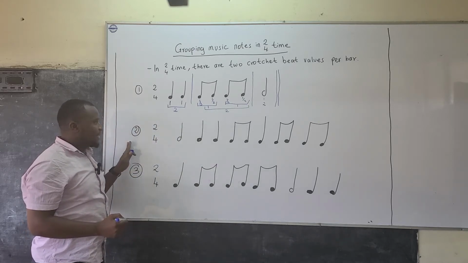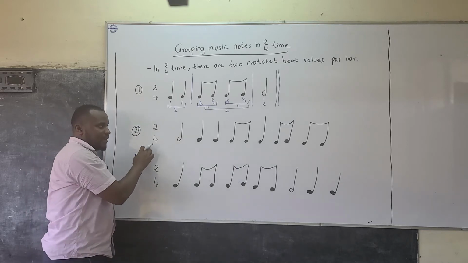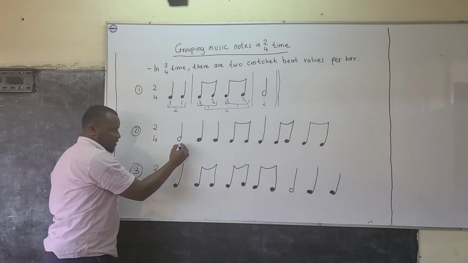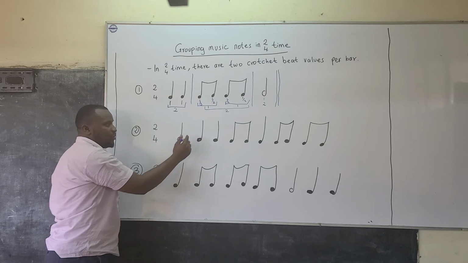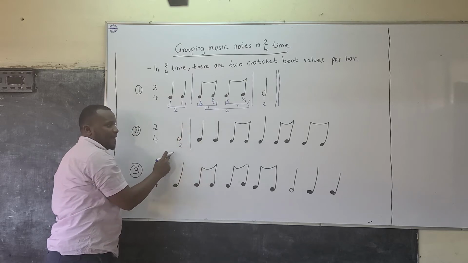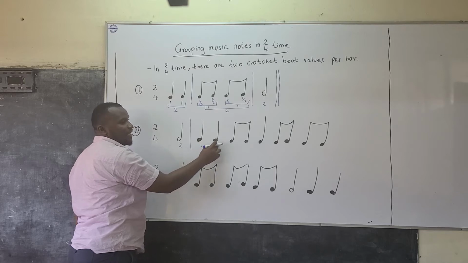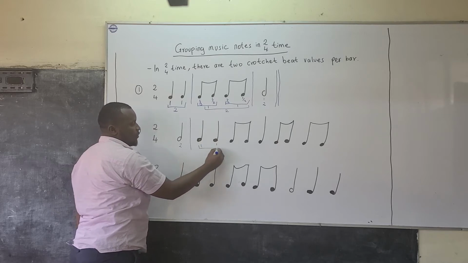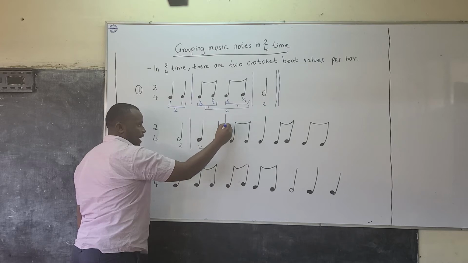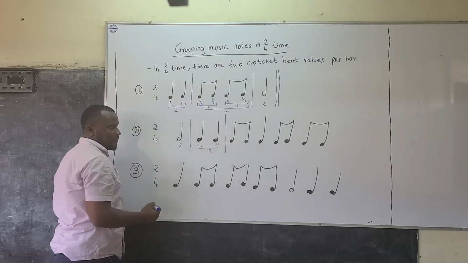To our second example, it's still in 2/4 time. We start with the minim, which is two beats. We have said when we have two beats, we have a bar line. We have a crotchet, one beat. Another crotchet is one beat. 1 and 1 make 2. We have a bar line.